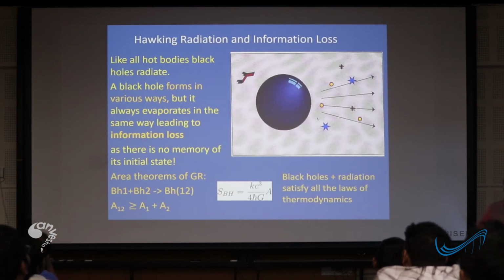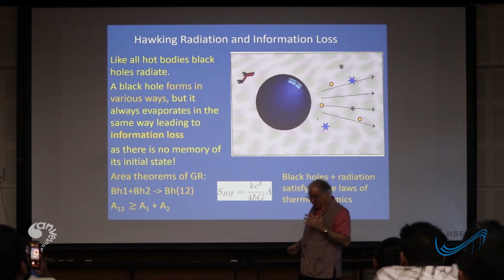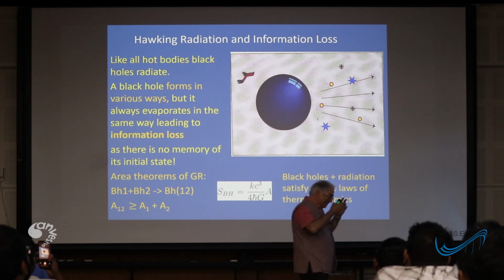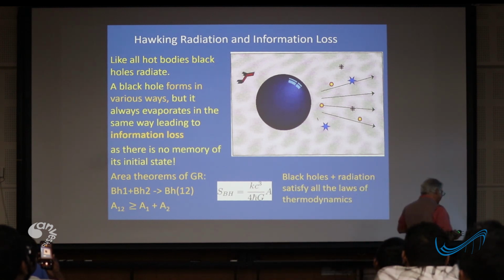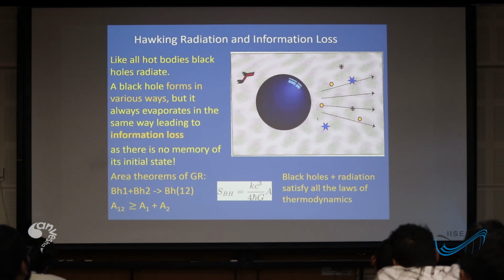Now there's a problem. What is the fundamental problem with Hawking's calculation? Just like Newton's theory had a problem, Hawking's calculation has a problem. And clearly it is wrong. Of course, it's right, but it is wrong for some reason, I'll tell you.